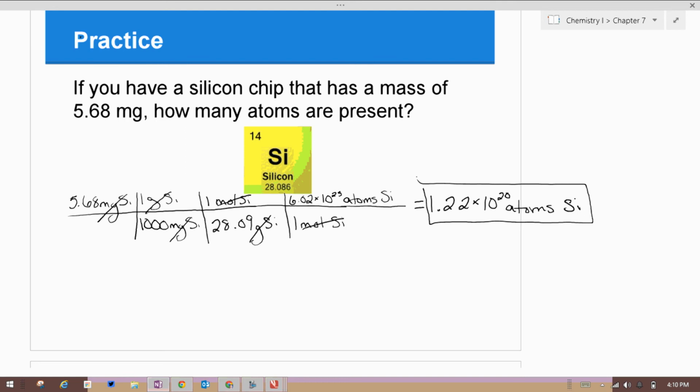So in my calculator, I typed in 5.68 times 6.02, second comma, 23, divided by 1,000, divided by 28.09. And I hit enter, rounded that answer to 2 decimal places, and I got 1.22 times 10 to the 20th atoms of silicon.